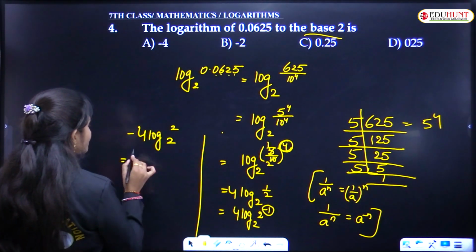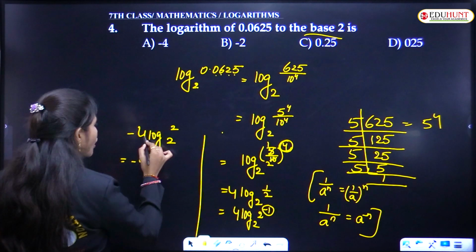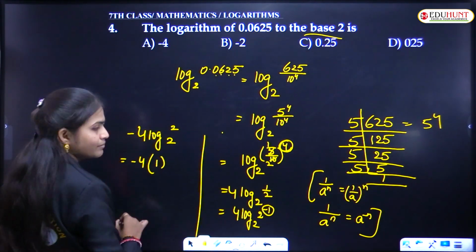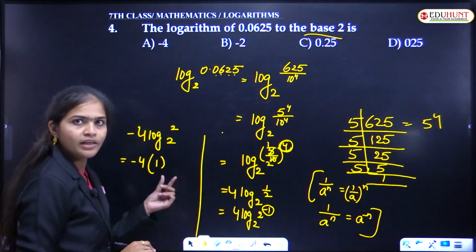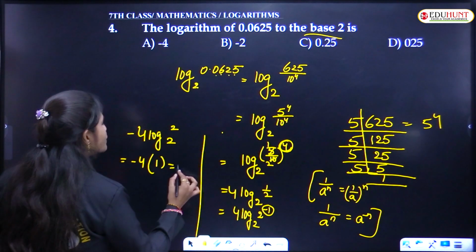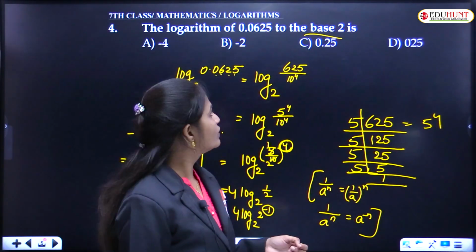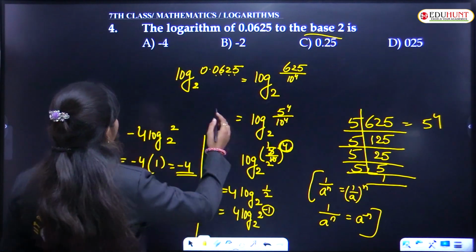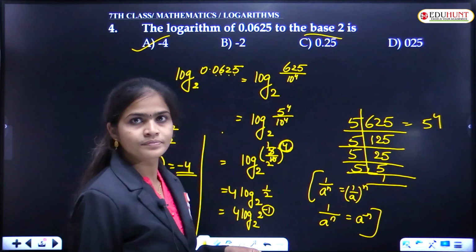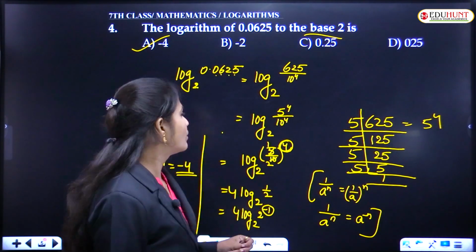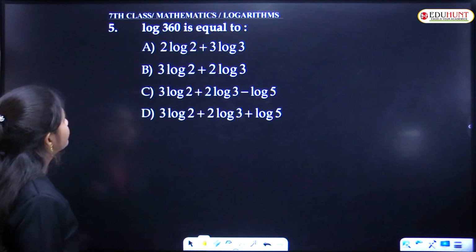Okay, which is equals to minus 4 into log 2 base 2, whose value is 1. Log a base a is equal to 1 only, no? So apply that formula here, which is equals to minus 4. Understood? So which option is correct here? Yes, minus 4 is correct. Clear? Yes. So let us see the next question.